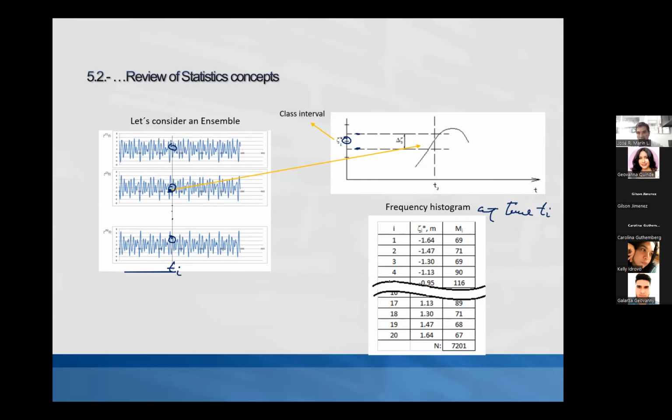So for example, we know from these results that 71 of these values are in the interval 2. And the interval 2 has a class of minus 147 meters. We add all of these, we have a total of 7,201 measurements. So this ensemble has 7,200 of this register. That's a lot of information.